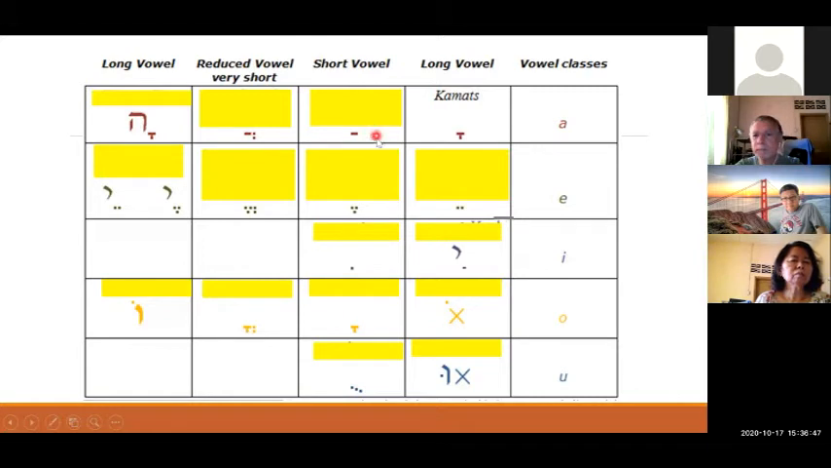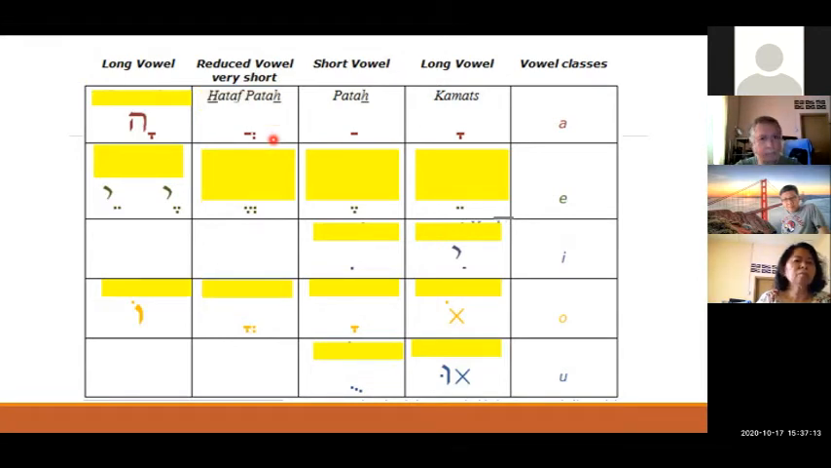Next, we'll move on to the short A vowel. Anybody? Unmute and go. Patah. Very good. Patah. Now we have the next one, the very short A vowel or the reduced A vowel. Go ahead and say it. Hataf patah. Yes, hataf patah.